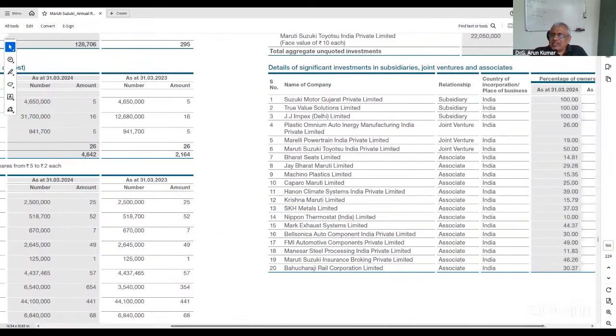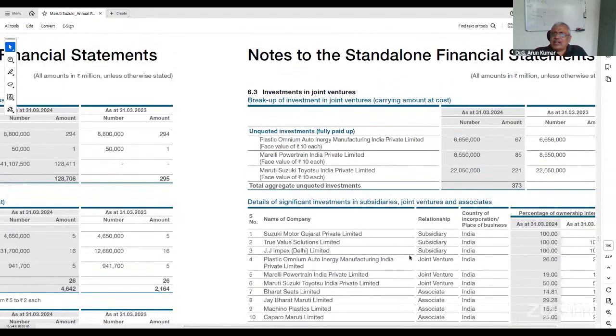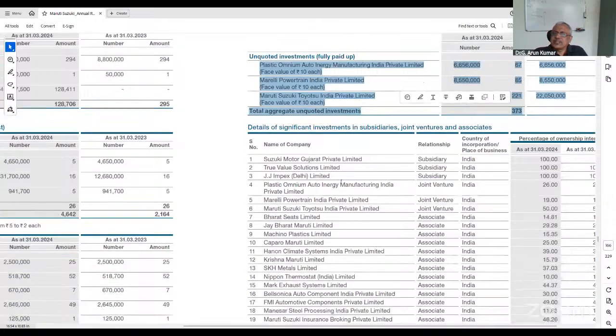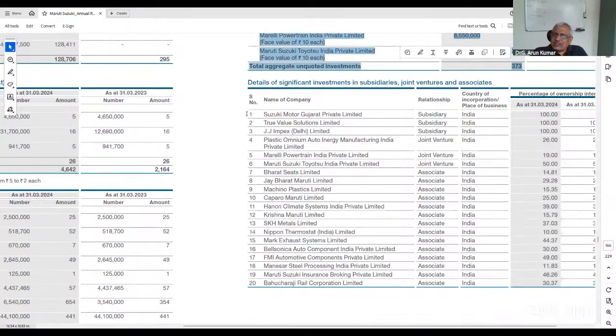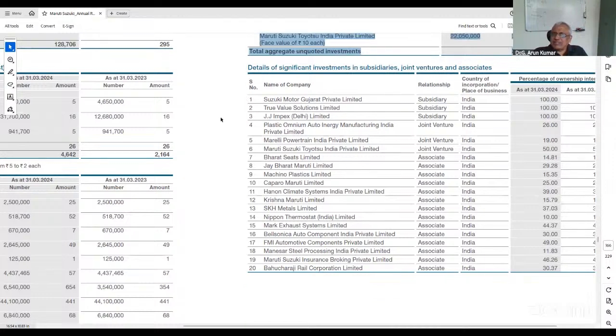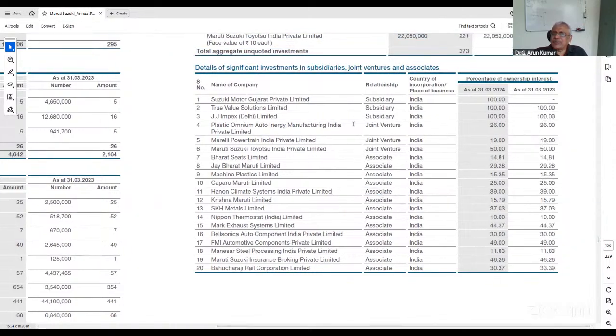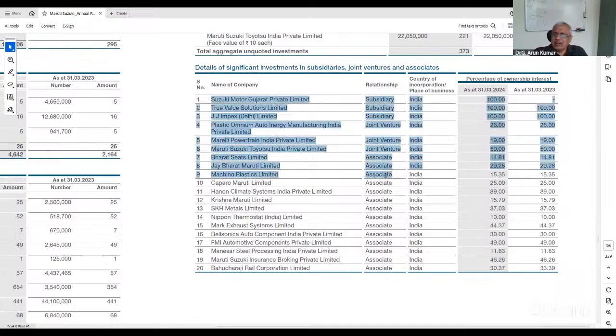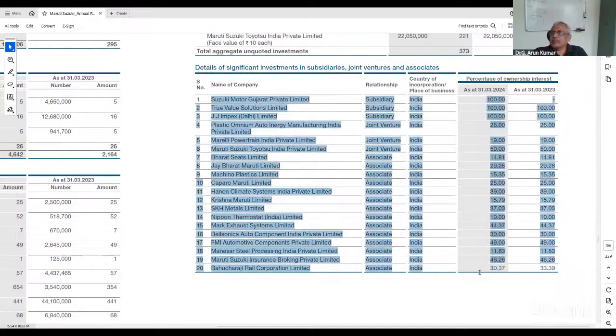So same, you can see further things. Joint ventures. What are the joint ventures? Where have they invested in joint ventures? Now, again, joint ventures, associate companies, what is the percentage of holding? Details of significant investment. Where have they made the significant investment? What is the kind of significant investment? How much is the significant investment? All those details are given.